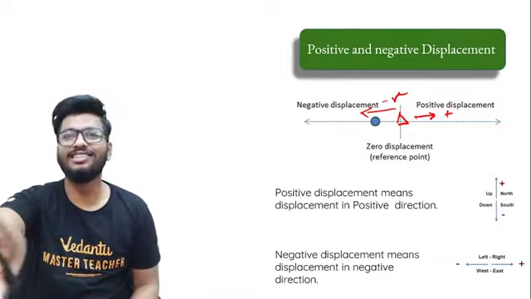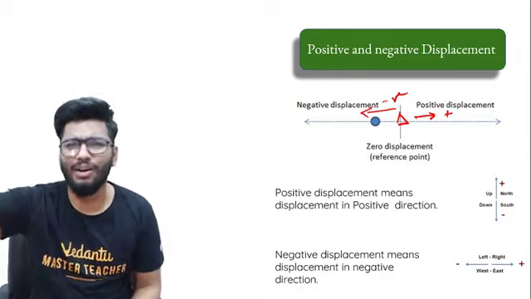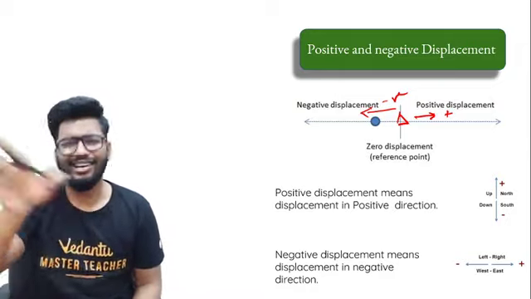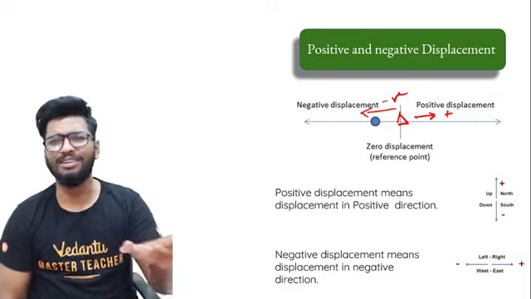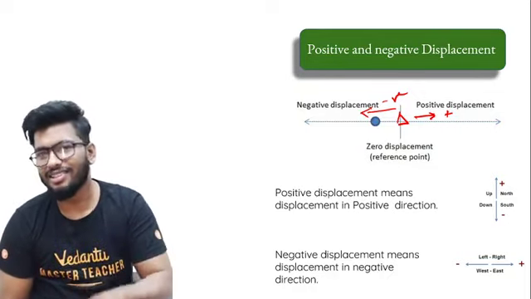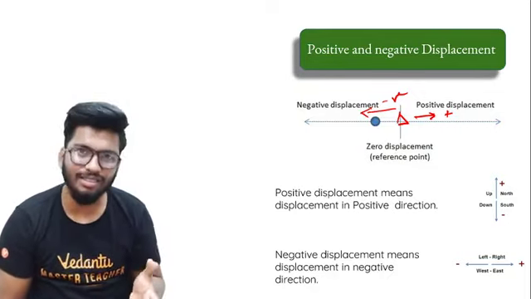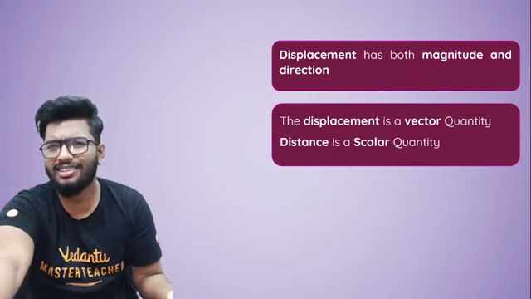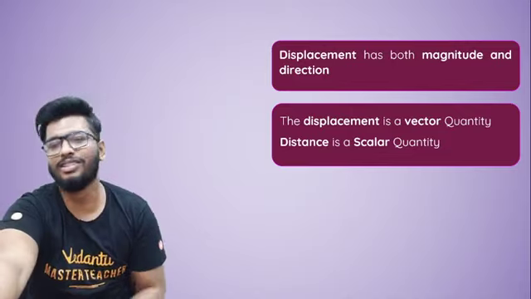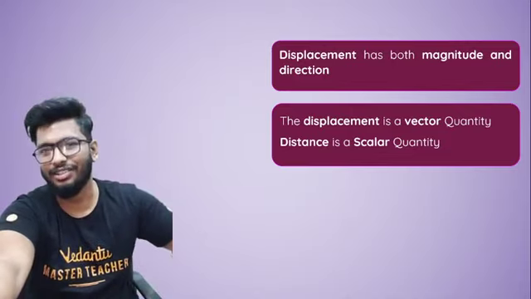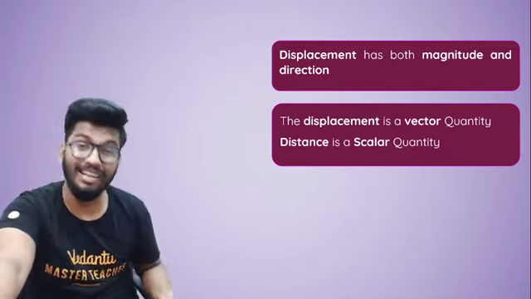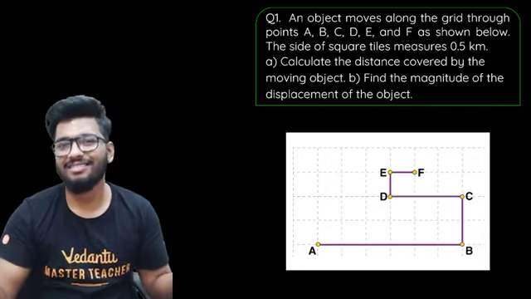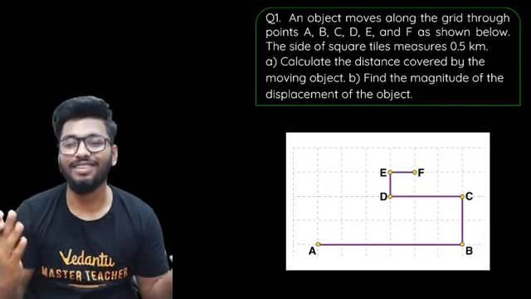See, in distance, you don't consider the direction. You don't care what direction you go, left, right, north, south, in between, north, east, does not matter. But in the case of displacement, you also consider the direction as well. So you have negative displacement and positive displacement as well. Whereas distance on the other hand is a scalar quantity which does not depend on the direction at all. Displacement on the other hand depends on both magnitude as well as the direction, and that's why it's a vector quantity, right? Sorry, vector quantity.